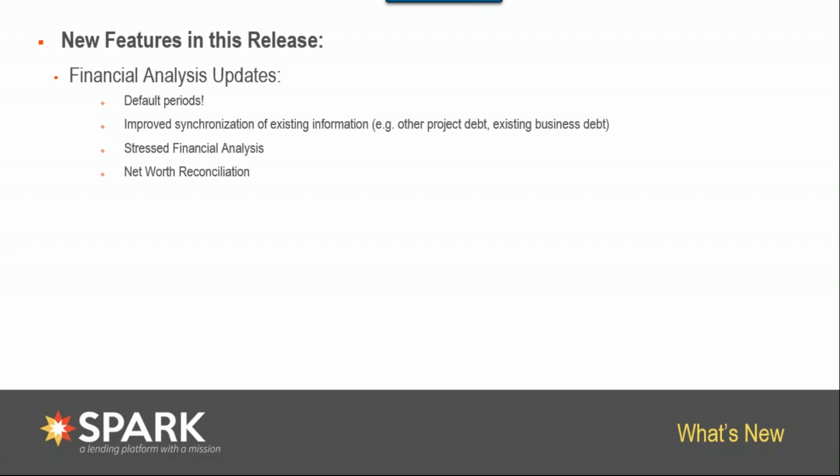We've also got a stressed financial analysis feature. So now on your debt service coverage in your financial analysis, you'll be able to set a default shock rate. We've currently set it to 2.5, and if you need to adjust it, you can certainly do so. That's going to be done through your admin configuration. And the three variable rate sub-accounts that are stressed will be the proposed loan, other project debt, and the business debt. You'll also notice that that stress financial analysis is going to be available on your consolidated statements.